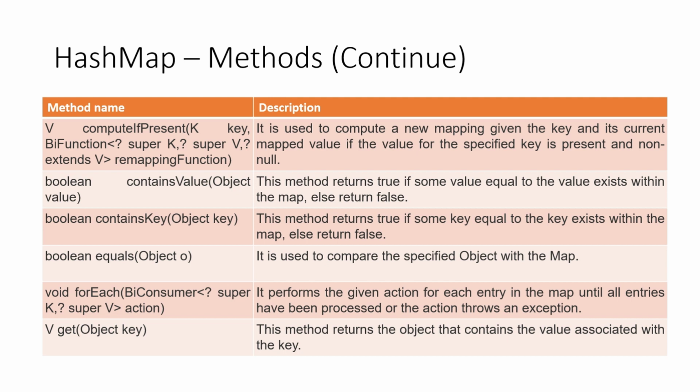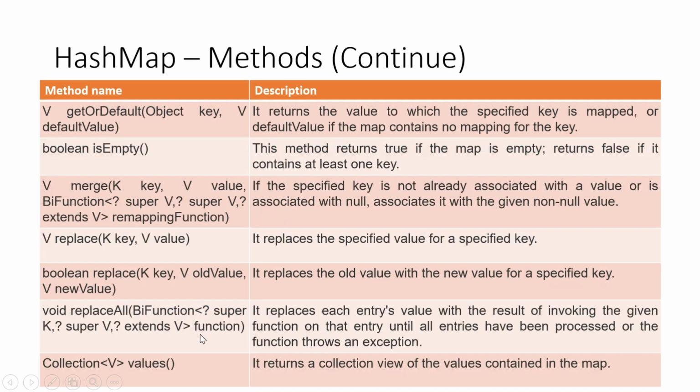So when we discuss the Java 8 features, that time it will be discussed in detail. Get function, it will give the value for a particular key. Get or default, in some cases, let's say if the key is not present then it will give the default value. Empty, already discussed, it will return true if the map is empty, and if it is not then it contains some value or key.